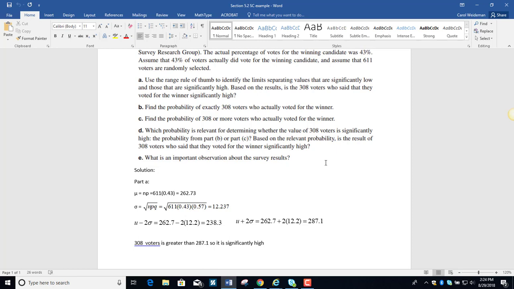And yes, it is. And what's interesting is that the two results match up, and it also tells us that perhaps the survey results here are not going along with the idea that actually 43% of voters did vote for the winning candidate. In fact, perhaps more than 43% did.